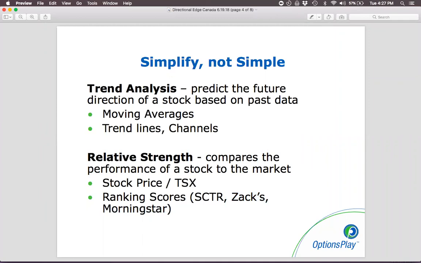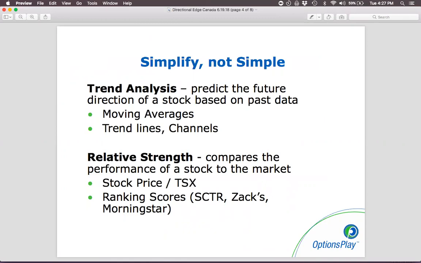So both methods of analysis, trend analysis and relative strength, have their pros and cons. Trend analysis allows you to quickly feel for whether the stock is trending higher or lower. Relative strength allows you to compare stocks against each other. However, what trend analysis doesn't do is allow you to compare two stocks that may be trending higher in the same direction. So you could be looking at two stocks, both trending higher, but it doesn't really tell you which one's better than the other. And that's really where relative strength comes in. Relative strength tells you how one stock compares to the other.